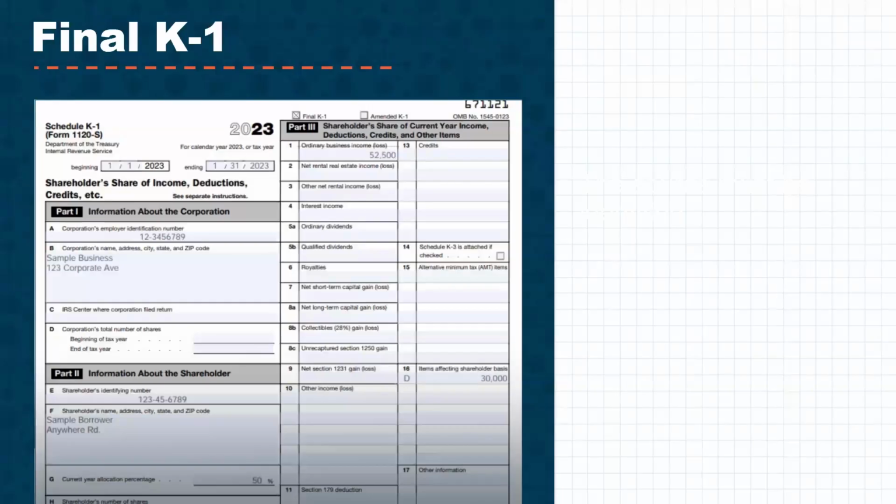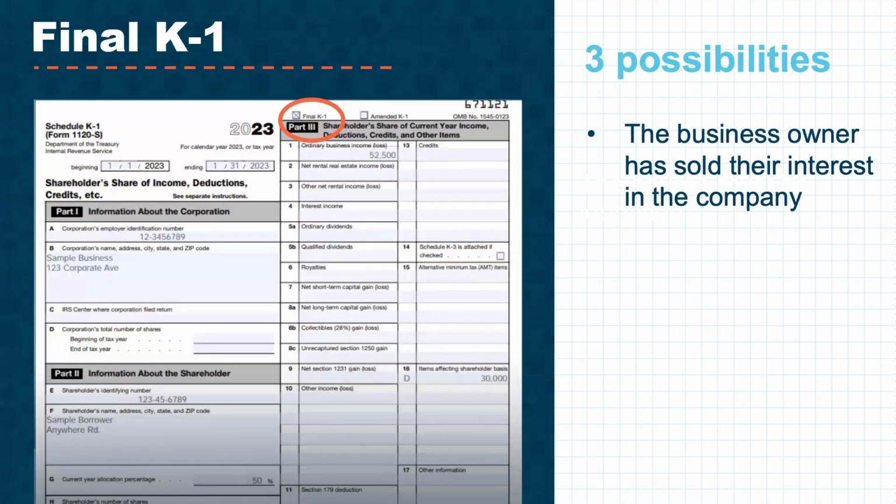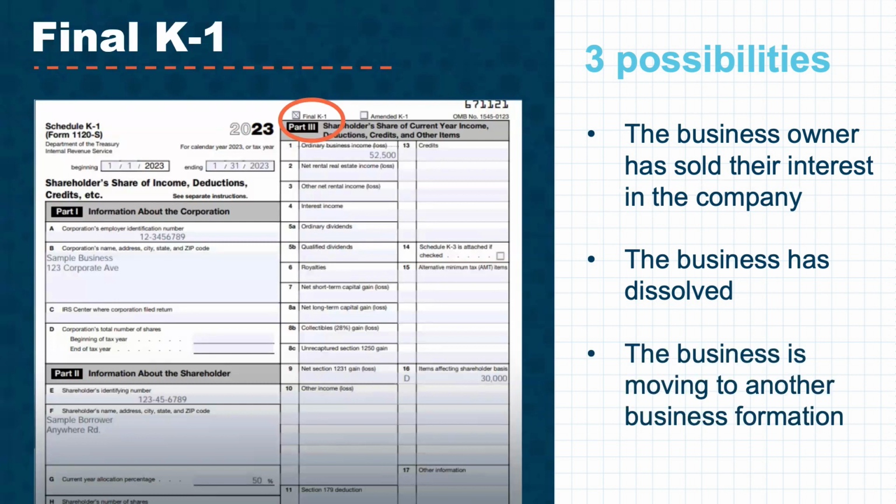Going back to those two little boxes at the top of Schedule K-1, why would the form be indicated as a final K-1? There are three possibilities. Maybe the borrower was bought out by business partners. Maybe that business closed completely and has been dissolved. In those instances, no income from this company can be used for qualifying. Lastly, the business could be moving into another business formation.